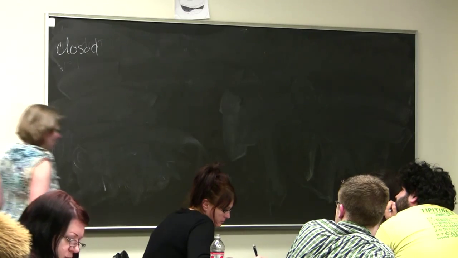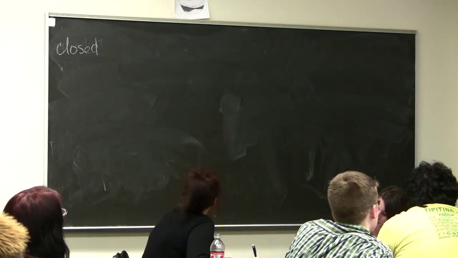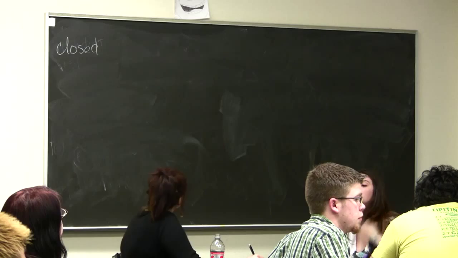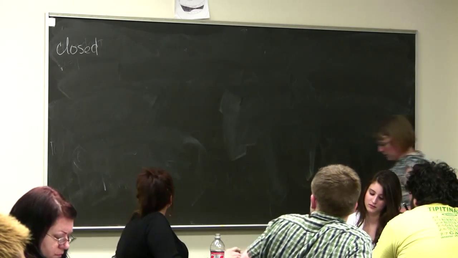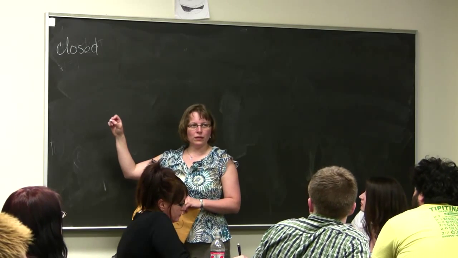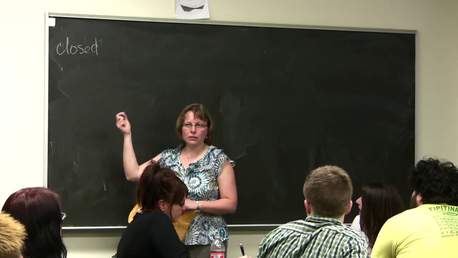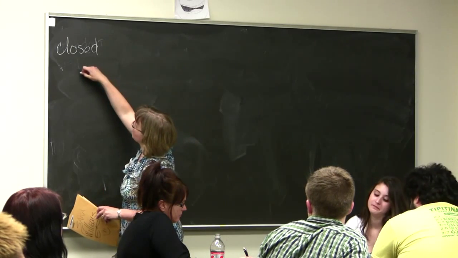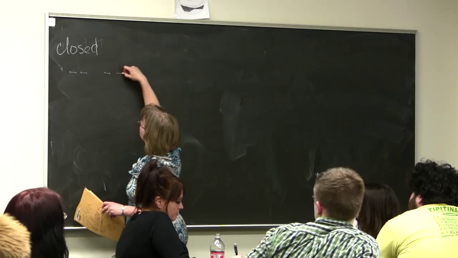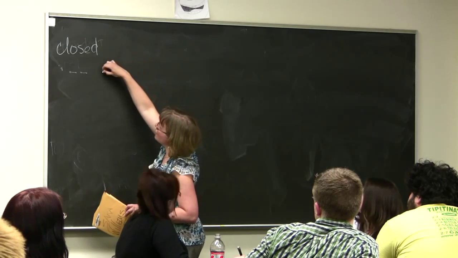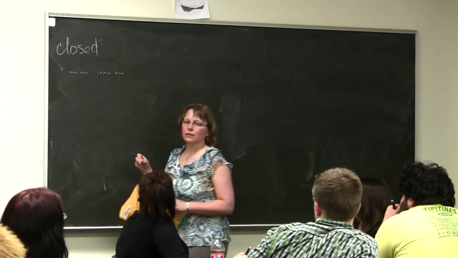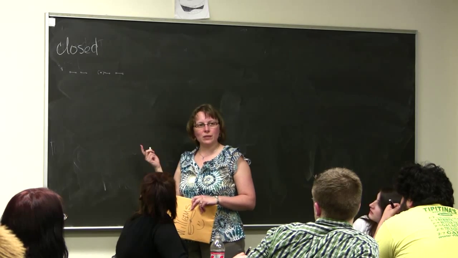Closed says that any number outside of T infinity, it's possible to separate it from the set. So here's T infinity. If I pick a number that's outside of the set, it is possible to separate that from the set. If it weren't possible, then I wouldn't be closed.